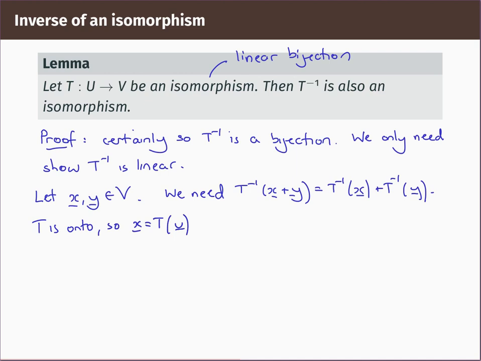So let's say X is T of U and Y is T of V for some vectors U and V in U. Now let's look at T inverse of X plus Y. So what's that? That's T inverse of T of U plus T of V.